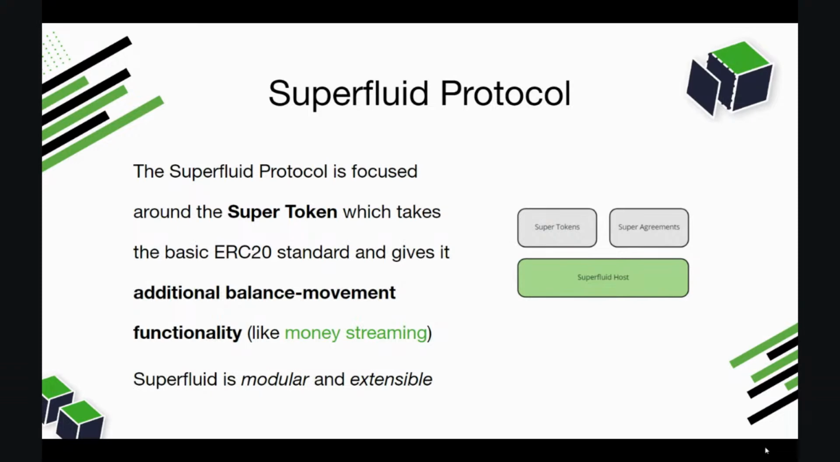Basically, this is done with a three-part framework. Super tokens are what you interact with, what's moved between accounts when it comes to SuperFluid payments. We have the SuperFluid host, which is like the brain of the protocol. It connects everything together. And we have the super agreements, which are pieces of logic that define these additional balance movement functionalities. So we have a super agreement for money streaming. We call it the constant flow agreement. And basically that logic when it comes to real-time money streaming is connected to super tokens through the SuperFluid host.